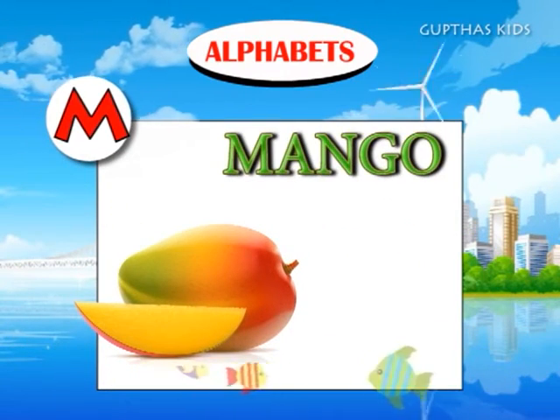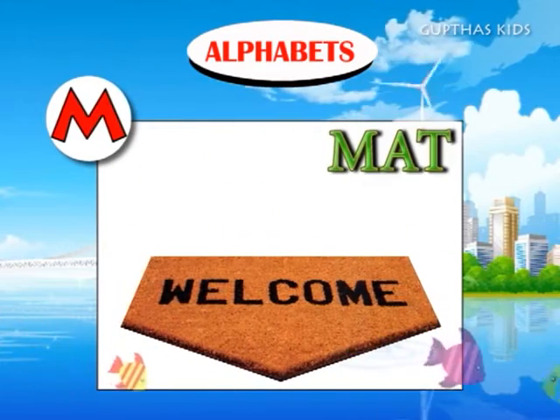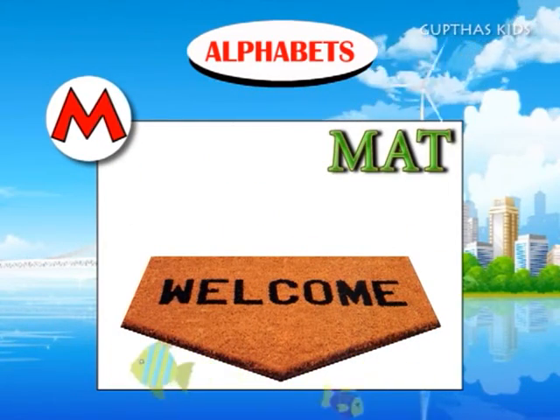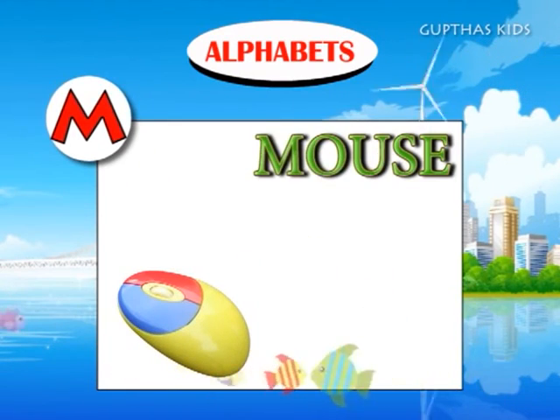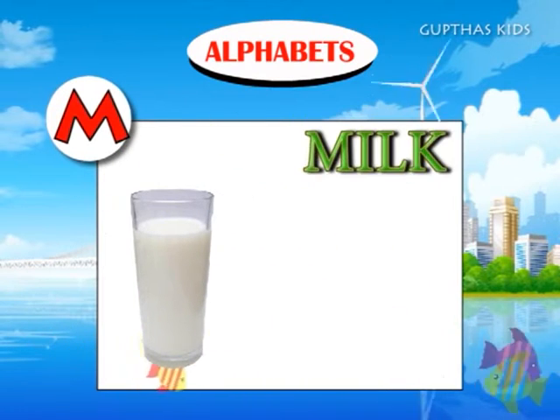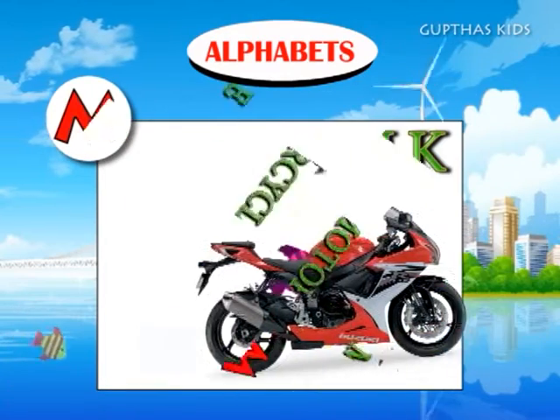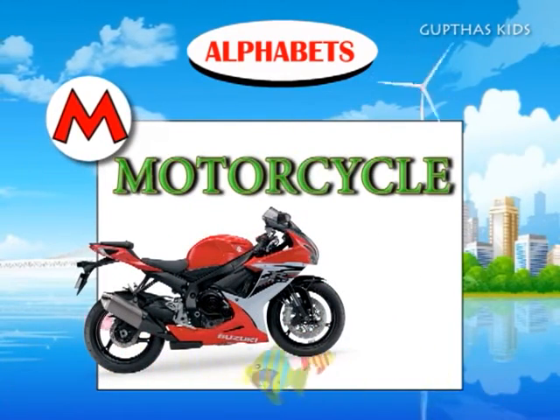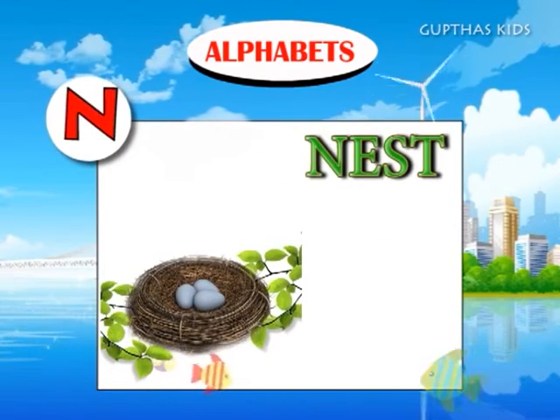M for mango. M for mat. M for mouse. M for milk. M for motorcycle. N for nest.